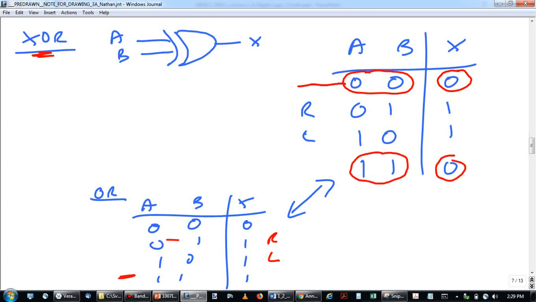Is there any relationship between these two? They're both the same. If both inputs are the same, you get 0. If both inputs are different, you get 1. That's another way to remember it. That may be the easier way to remember it when we're working with these things. Whichever one works for you, right?